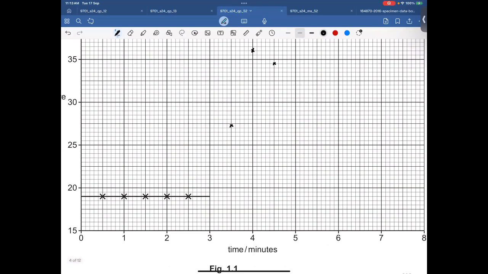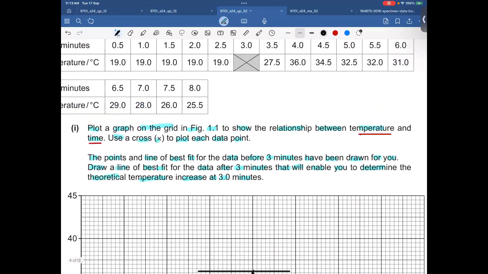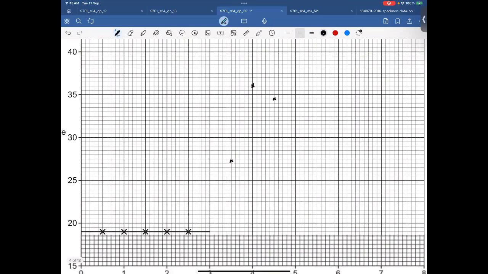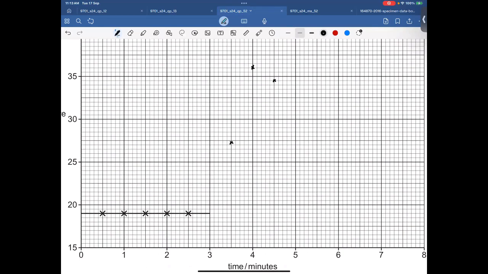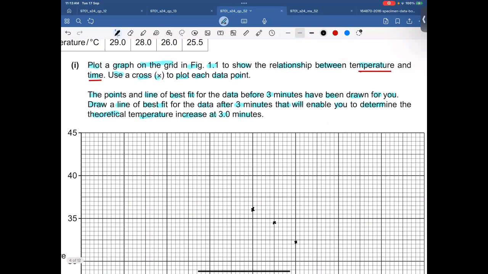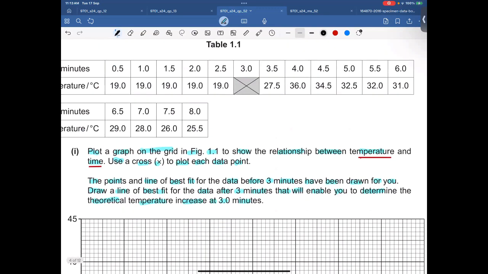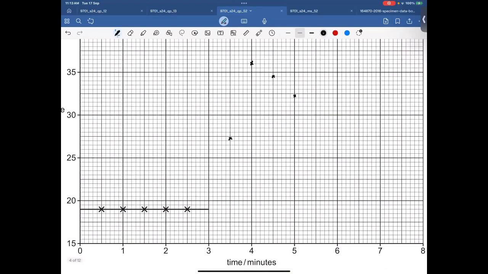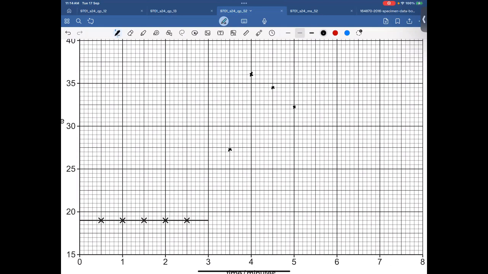Then 5, 32.5, 30, 31, 32, 32.5. Then 5.5, 32, 30, 31, 32. Okay.